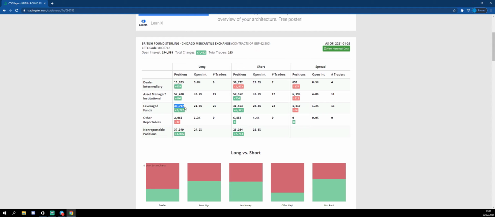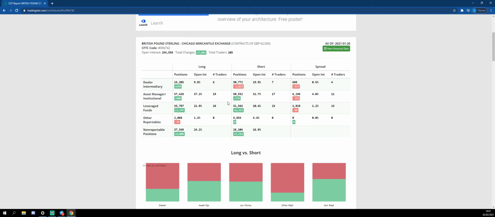And then also if we look at the funds, so these the pension funds and whatnot, we can see here that they've added 2,747 long positions and also 6,321 short positions, sorry. So yeah, it's pretty much self-explanatory, and as you can see, they have more long positions than they do short positions, but they seem to be adding more short positions.